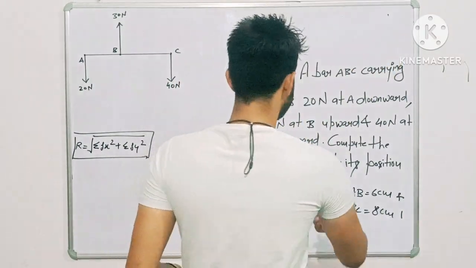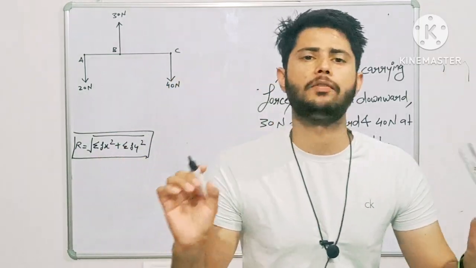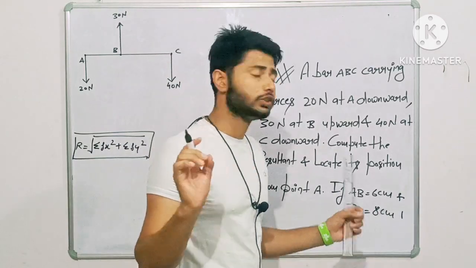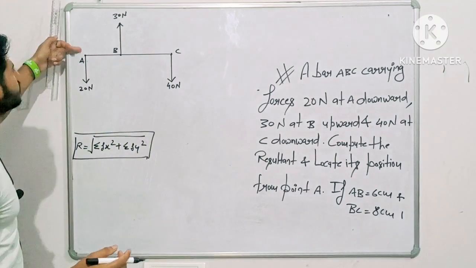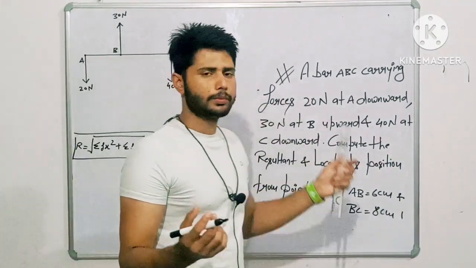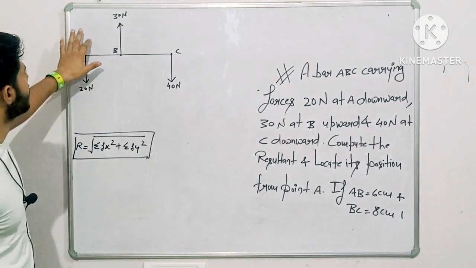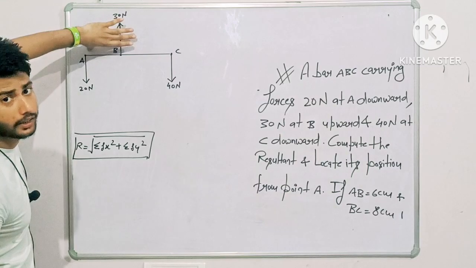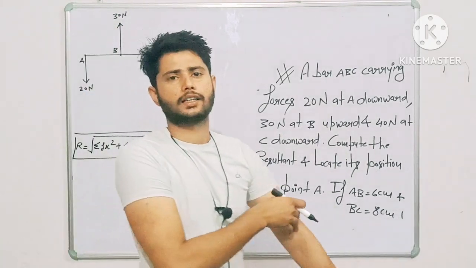Then, locate its position from point A. We have a fixed point, point A. We have to find its position from point A, between A and C. Our resultant lies between A and C, and we have to find the distance from point A where our resultant will act.